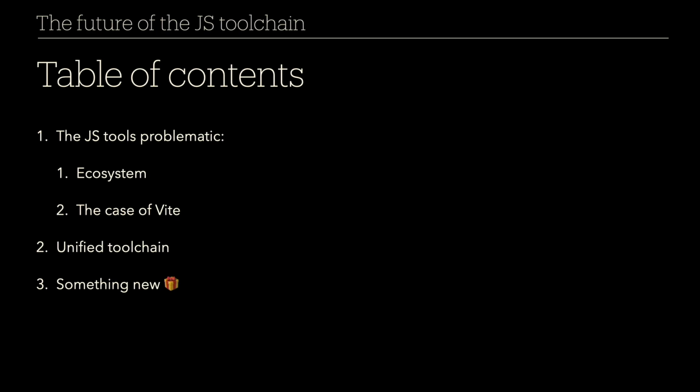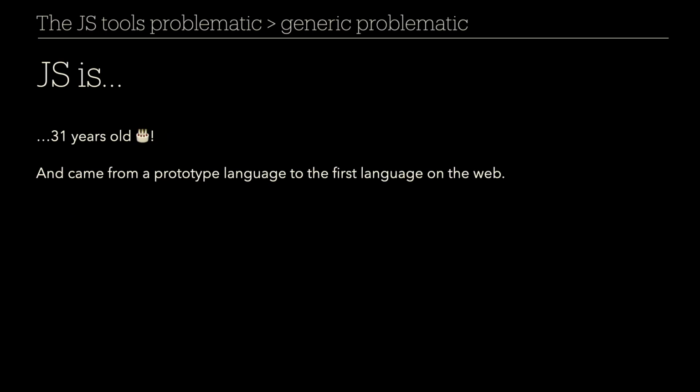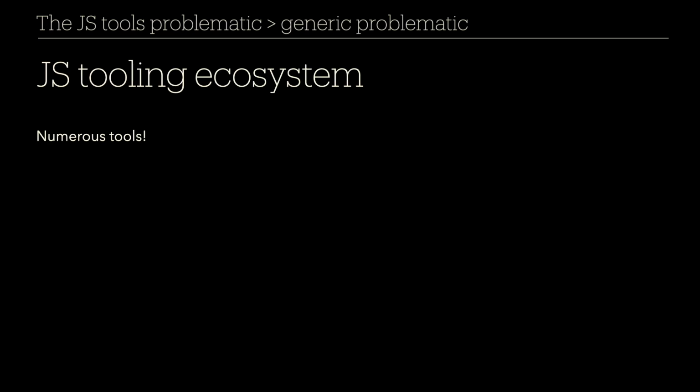So let's go directly to the JS tool problematic. I will speak first about the ecosystem and then about the specific case of Vite. Well, JavaScript is now 31 years old, wow. And it came from a prototype language to the first language on the web. And of course, the language evolved a lot, and lots of tools appeared during this time to enable us to do things, basically.